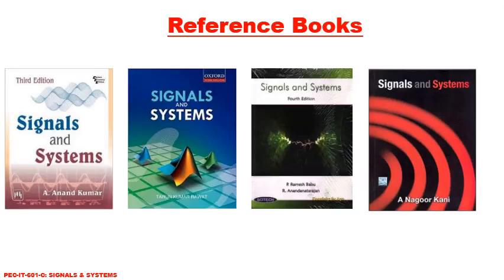These are the books, starting from Signals and System by Anand Kumar. Second book is Signals and System by Tarun Kumar Rawat. Third book is Signals and System by Ramesh Babu. Fourth book is Signals and System by Nagoor Kani.